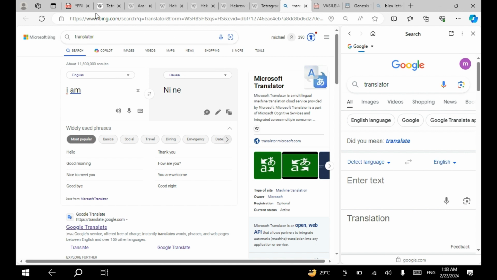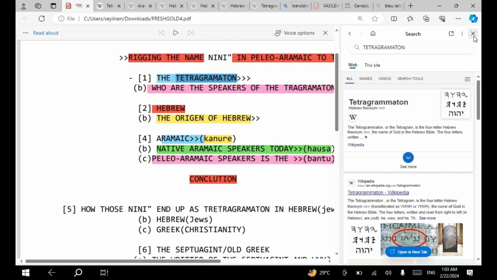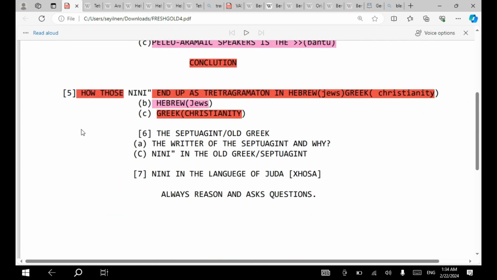Okay, let's go back. How does NINI end up as the Tetragrammaton in Hebrew, modern-day Jewish, and Greek, modern-day Christianity? Hebrew are the modern-day Jewish. The ancestors of the Ashkenazi Jewish are the founders of the Hebrew. And if you are under Christianity, you are under what? Greek.